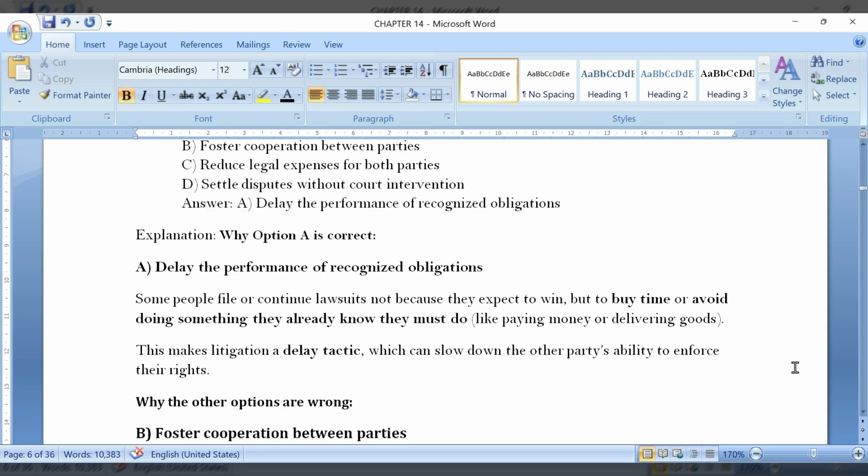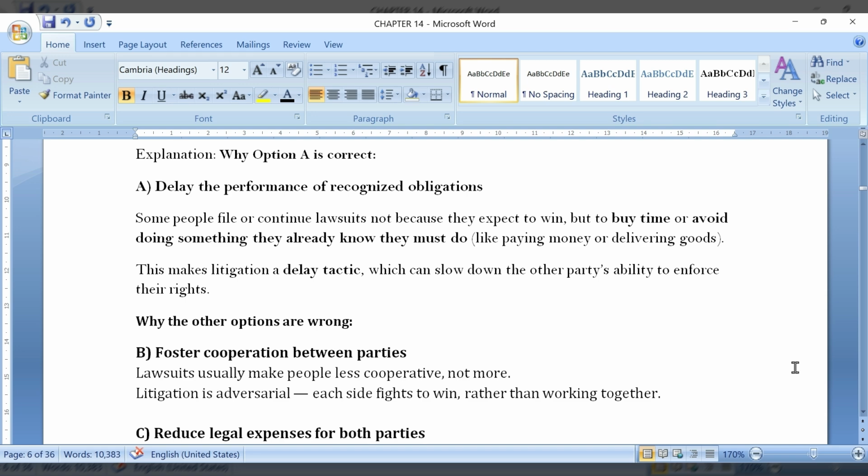Explanation. Why option A is correct. A. Delay the performance of recognized obligations. Some people file or continue lawsuits not because they expect to win, but to buy time or avoid doing something they already know they must do, like paying money or delivering goods. This makes litigation a delay tactic, which can slow down the other party's ability to enforce their rights.